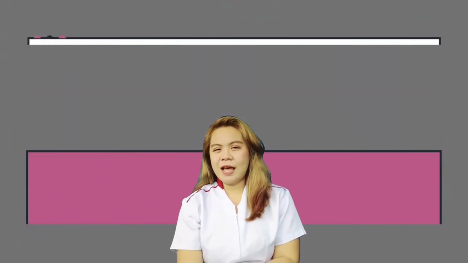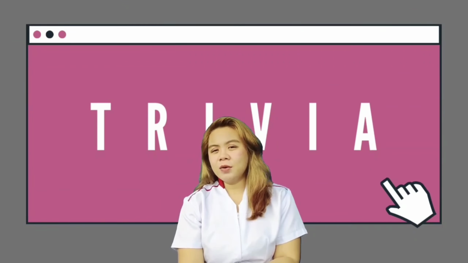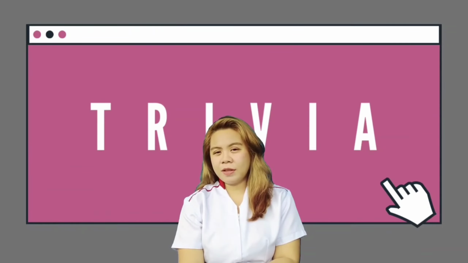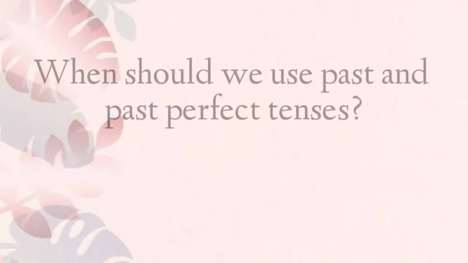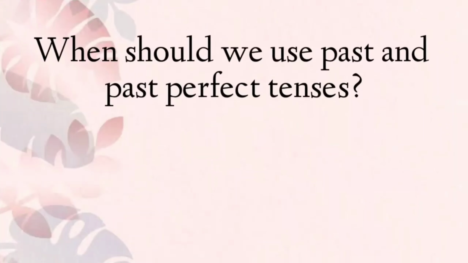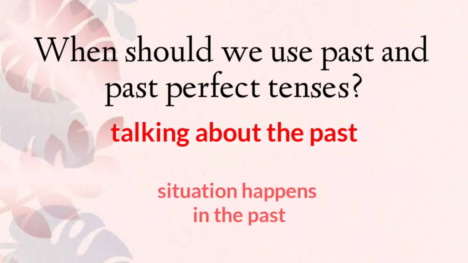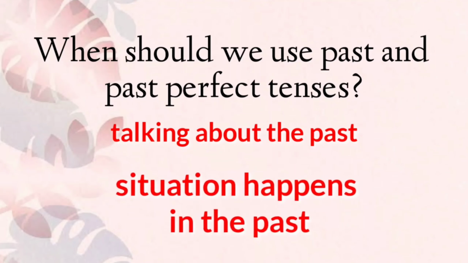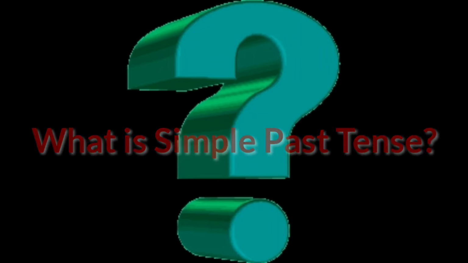Let us first have a trivia. Did you know that past perfect tense is also called perfective tense? When do we use past and past perfect tenses? Apparently, we use these when we are talking about the past or any situations that happened in the past. Going back to our main topic, let us first define simple past and past perfect tenses. What is simple past tense?